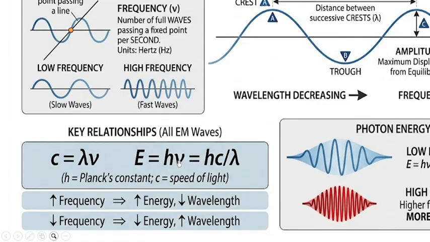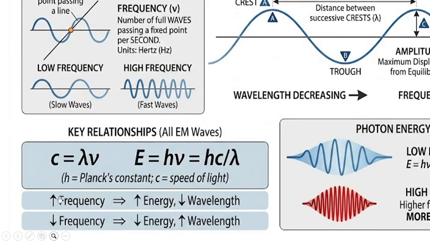And when we put the value of nu, that is frequency, as c by lambda, we will get E equals h c by lambda. And here is the relationship between energy, frequency, and wavelength. Energy is directly proportional to the frequency of the wave, and energy is inversely proportional to the wavelength.